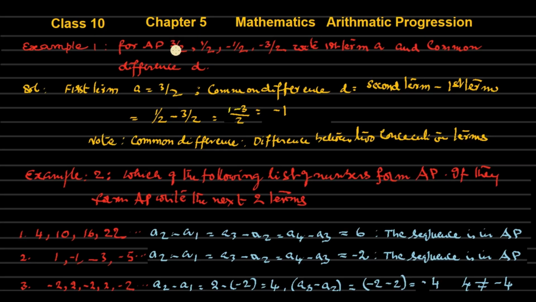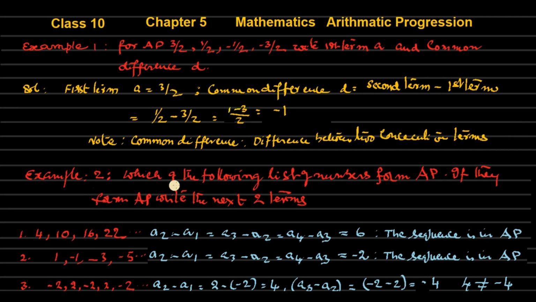This is the first term. Common difference means this minus this, or this minus this, or this minus this. You can choose any two consecutive terms. Here I have taken first and second. First term is A. A is called 3 by 2 here in this problem. Common difference, half minus 3 by 2. 1 minus 3 by 2, minus 1. That is the common difference. Now, common difference is the difference between two consecutive terms.